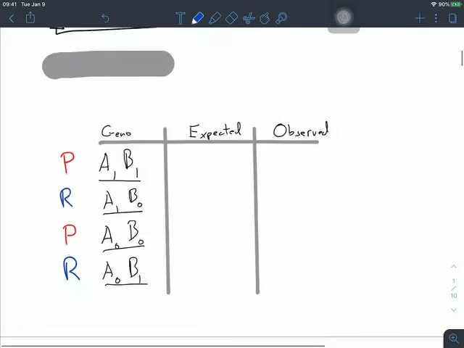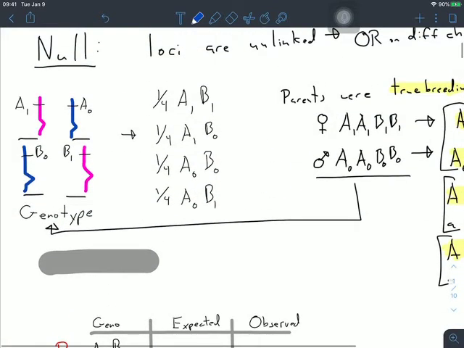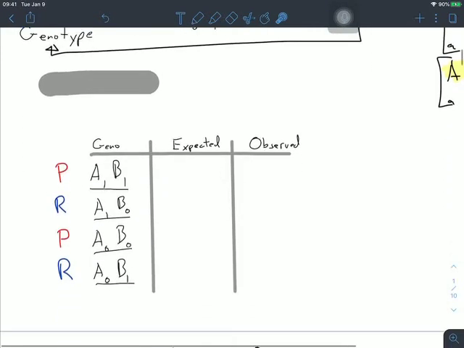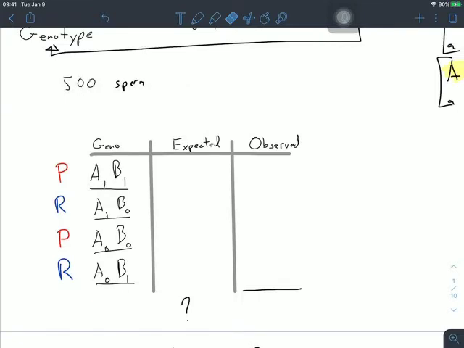Now, looking back at our ratios, we're expecting 1/4 of each of them. So 1/4 of what? Well, that depends on how many sperm we genotype. So we have to have a total here. Our total is going to be derived from our observed number. Let's say hypothetically that for this question, we sequenced 500 sperm in total.